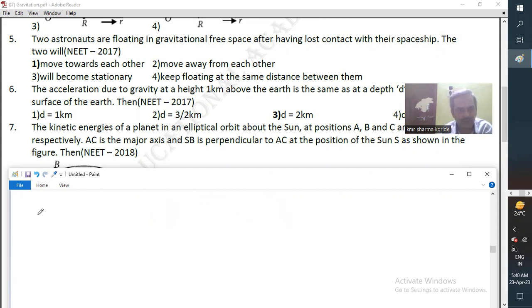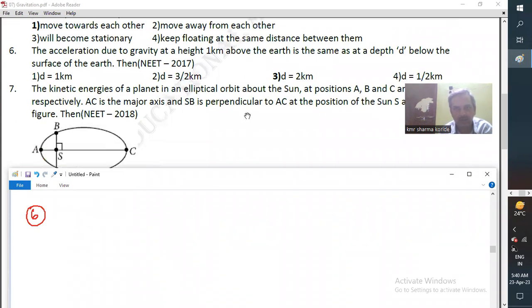Next, moving to question number 6. The acceleration due to gravity at a height 1 kilometer above the earth is equal to that at a depth d. So get back the formula: g_h is g times 1 minus 2h by R. Then the g value at a depth d is g times 1 minus d by R. So g and g get cancelled. Height is given as 1.